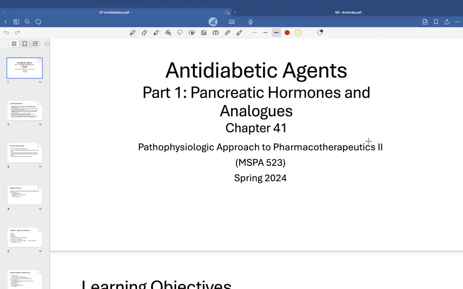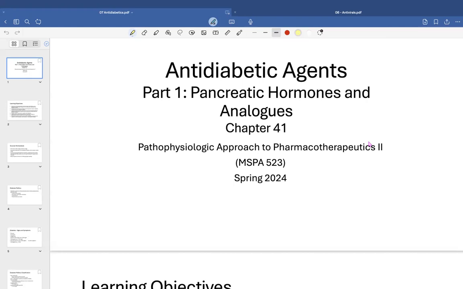The way I have it today, we will predominantly be covering insulin and a couple other related pancreatic hormones and analogs. Should come as a bit of a change from 50, 60 drugs a day. And next week, we will cover the rest of the drugs that are mostly going to be used for type 2 diabetes.